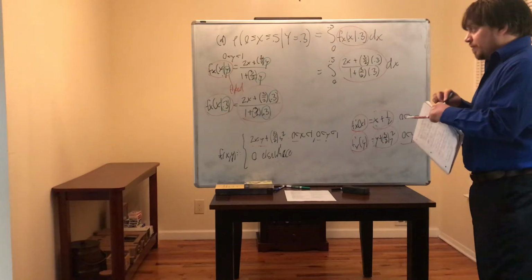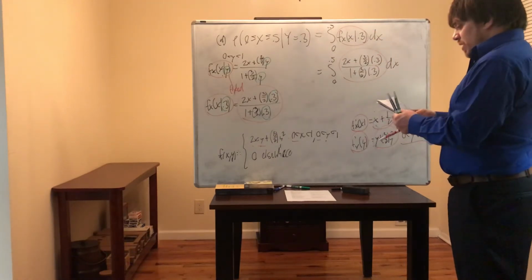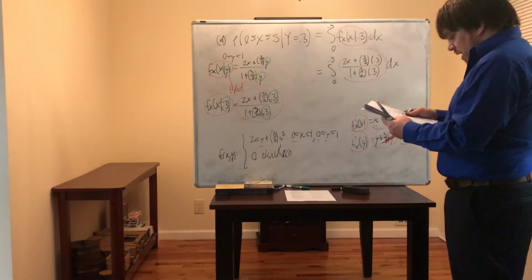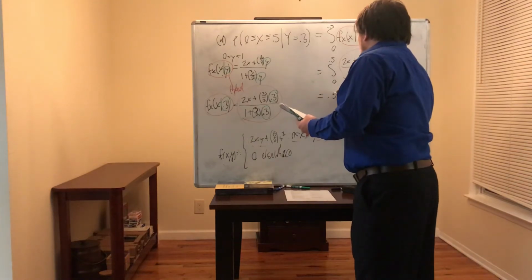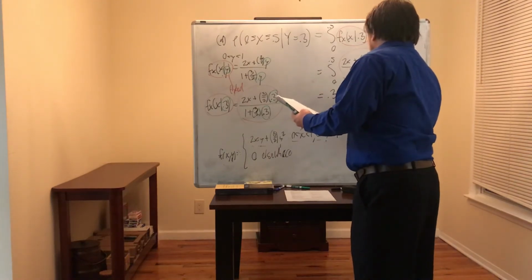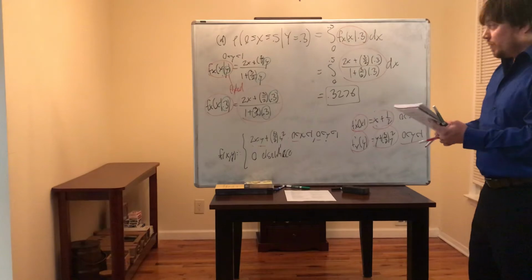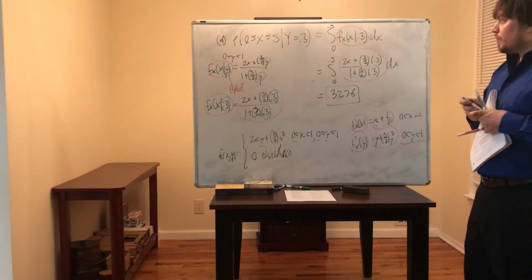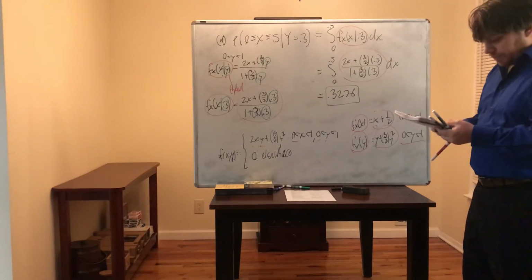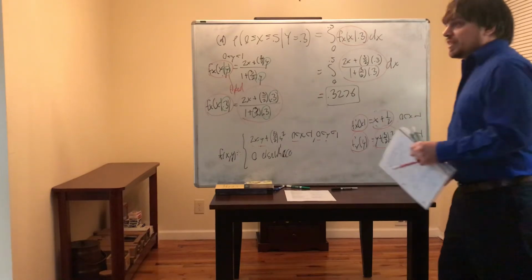Okay. And so now that is that, and then you find that definite integral, and you get that this is equal to 0.3276. That's the value of that definite integral. That's part D. Okay, now part E.